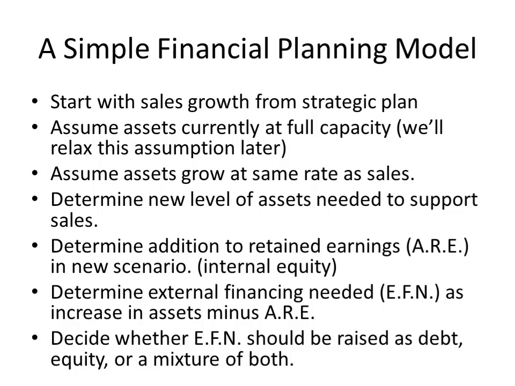Then we'll determine what the addition to retained earnings is in the new scenario. This is our internal source of equity. Remember that net income flows to 2 places, dividends and addition to retained earnings. And we can use that addition to retained earnings to fund our new assets. Then we're going to determine the external financing needed, or EFN. And we're going to do that by looking at the increase necessary in assets, and we'll subtract out the addition to retained earnings that we just calculated.